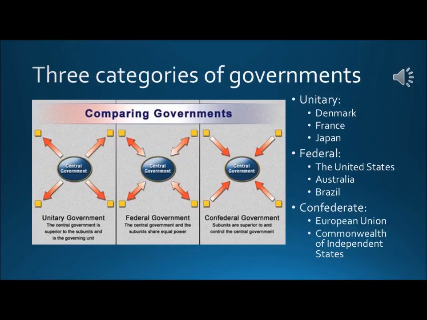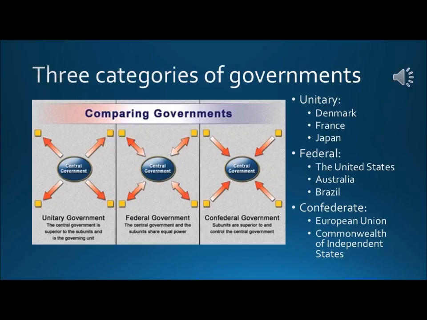There are, in essence, three categories of federal types of governments. They are outlined in Table 4.3 in the textbook. The first of these is a unitary government. Here, national direction is clear. The central government is superior to the subunits and is the governing unit. All powers emanate from the central government. Examples include Denmark, France, and Japan.